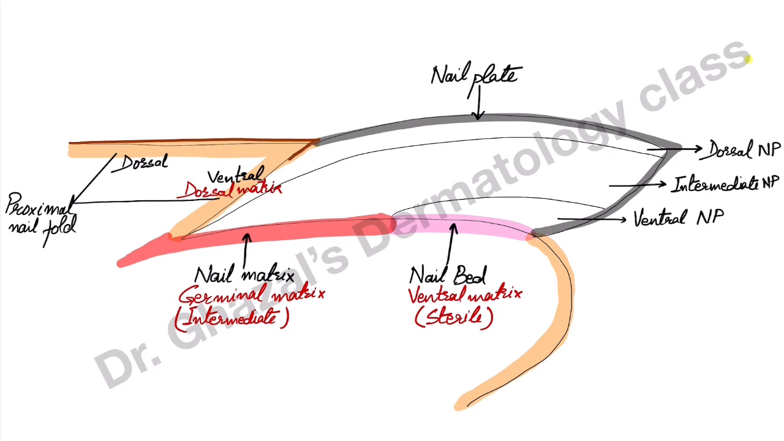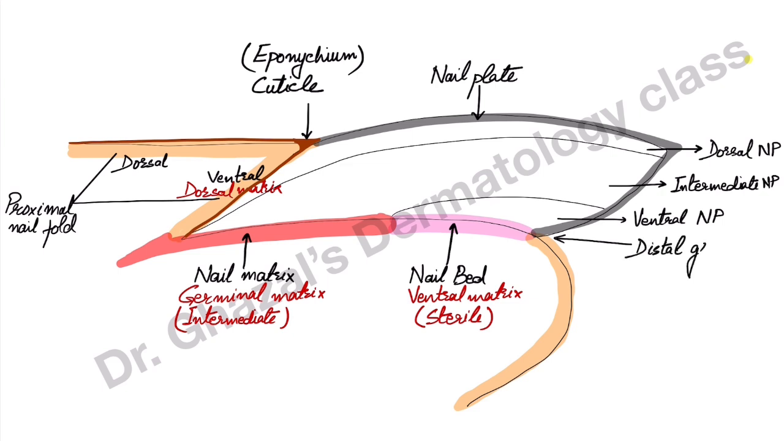Next comes the cuticle. The stratum corneum of the proximal nail fold folds on itself and gets a bit modified to become what is known as cuticle. It is also known as eponychium. This space between the nail plate and the normal skin is the distal groove. Now, the part of skin between the nail bed and the distal groove is what is known as hyponychium. It is actually continuous with the skin and has all the features of normal skin.